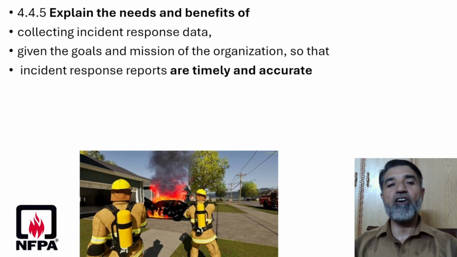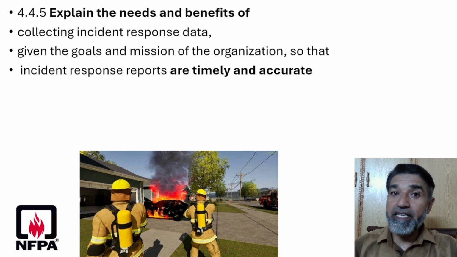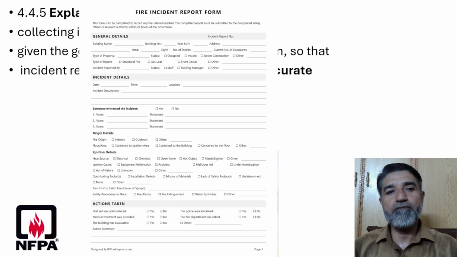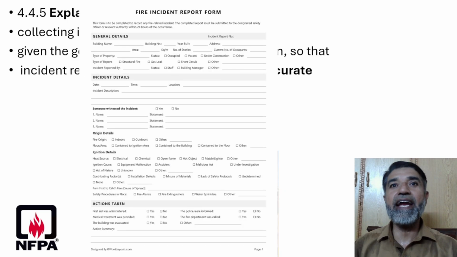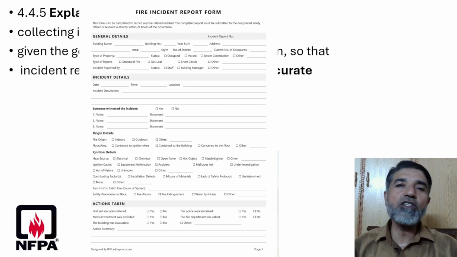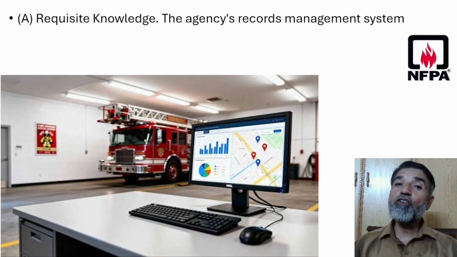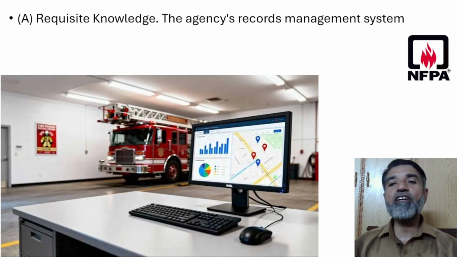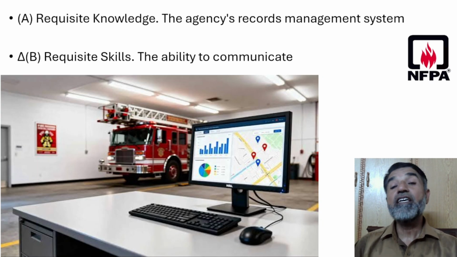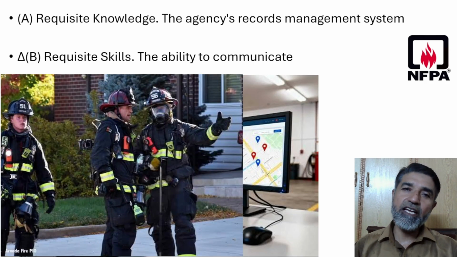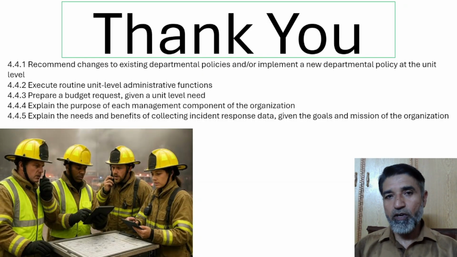He has to work on that with the seniors and the fire chiefs, and these types of forms are needed. He has to maintain them, and if there is a need for process improvement or form improvement, then he can recommend that. The knowledge needed for that is the agency's record management system, and the skill for this is the ability to communicate. He has to be competent enough for briefings and all about that. Thank you very much.